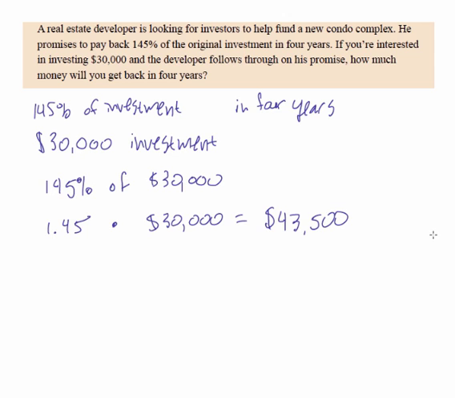So if I invested $30,000 and I got back 145% of that in 4 years, what I would get back is $43,500.